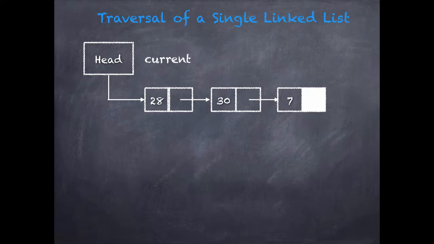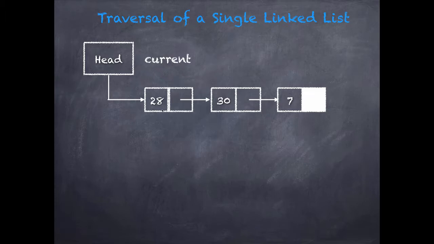A linked list is traversed by visiting each node exactly once. The traversal usually starts from the beginning of the linked list and ends at the last node. However, you could traverse from any node in the linked list as long as you have reference to that node.